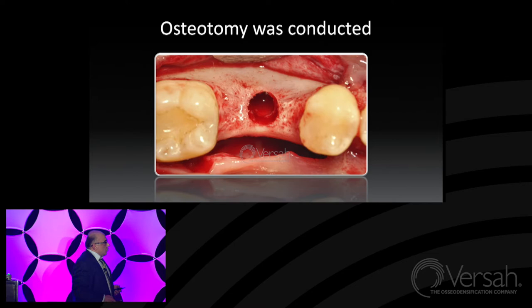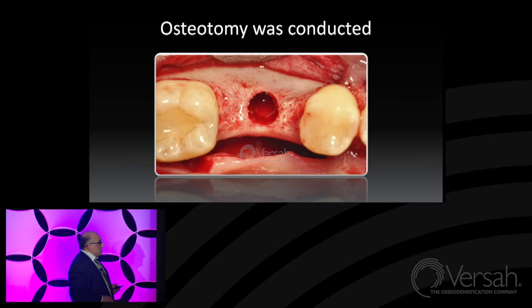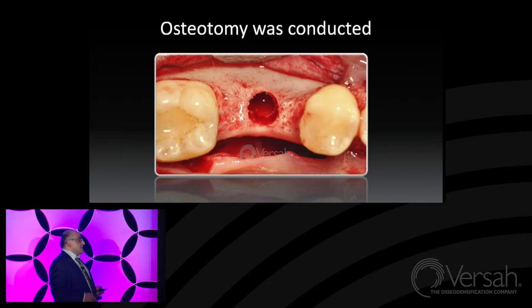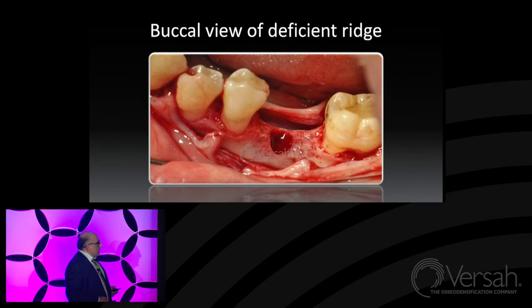Look at this side. We have dehiscences on the vestibular side. This case was done before I was introduced to the densifying drills. So I want to show the case to show how much effort we need for cases of thin alveolar ridges without having such an amazing tool as densifying drills. So we place the implant. Look at this deficiency.